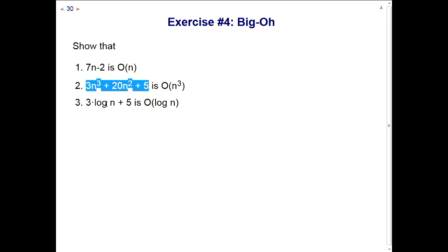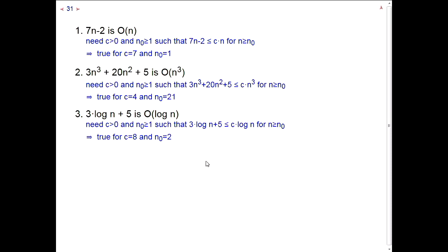And similarly for this log function, we can also use a constant. Let me just show you which can be used here. Here we have, I chose 7, you could have chosen 8, obviously. Here we have chosen 4, and then we can compute that if n is greater or equal to 21, then this will always be the case that our actual function is smaller than 4 times n cubed. And here for that log function, we can use the constant 8 times log n, and n0 equals 2.